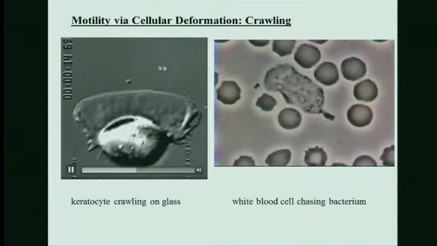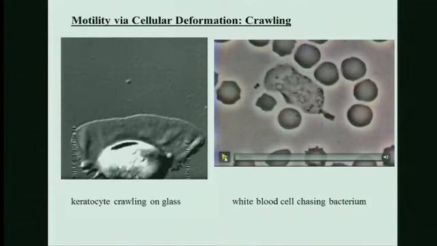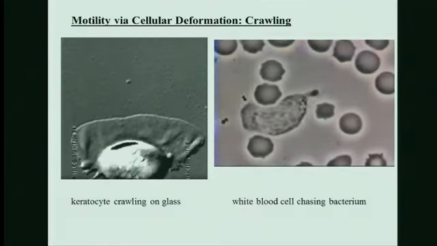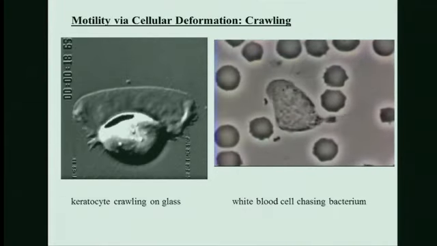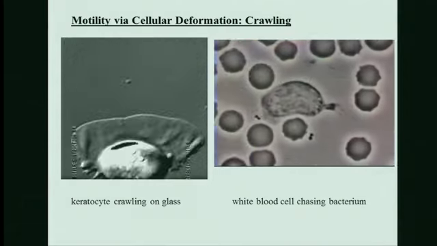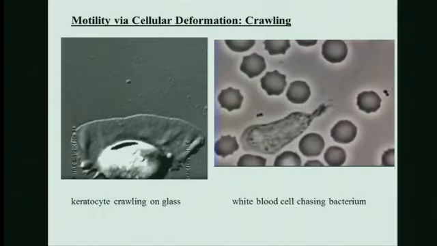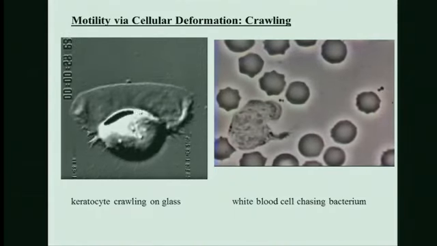And on the right is a white blood cell. This is, I think, a movie that dates from the 1950s. You can find it everywhere on the web now. This blood cell is chasing a bacterium here. So it's moving by this kind of amoeboid motion in which it's changing its shape in order to get along.